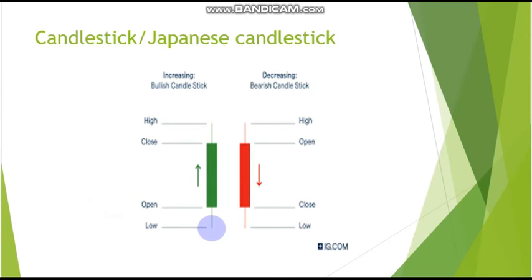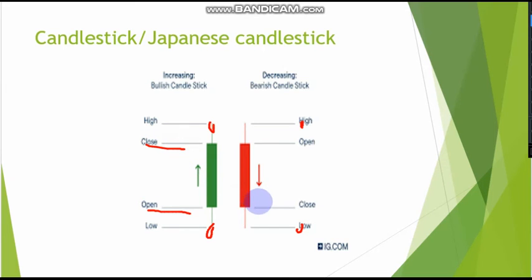This is the low of the candlestick, and this is the high. Now we have the open. Since this is a buy, a bullish candlestick, meaning a candlestick which is going up, this is the open, and this is the close of that candle.